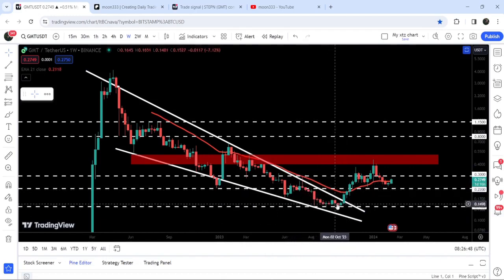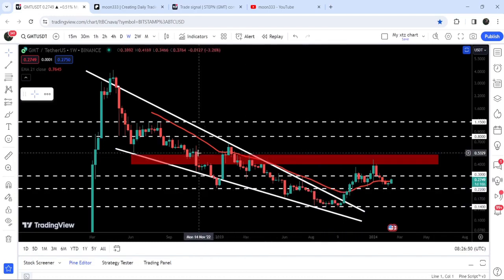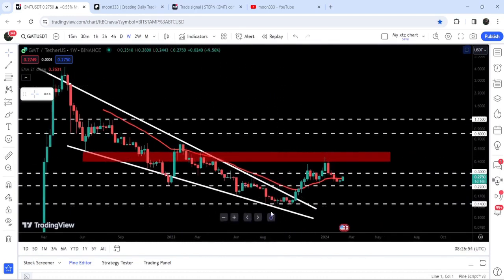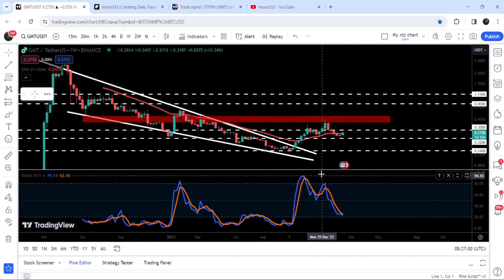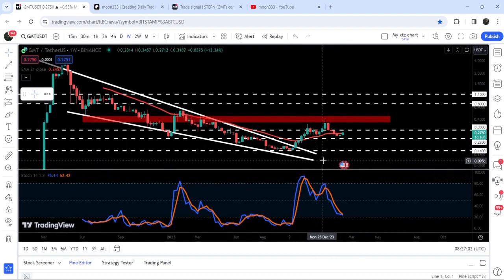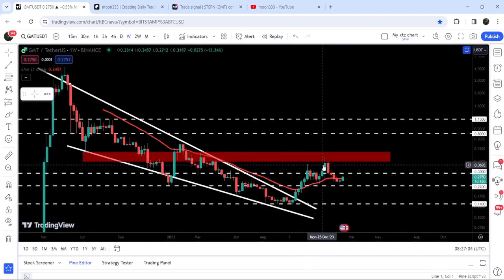And finally, we broke out this resistance of the wedge, and we also broke out this quite long-term resistance of EMA at 21. But after this rally, there was a bearish divergence flashed as the stochastic was not able to form another higher high than the previous high. It was forming lower high, and the price line was forming higher high.